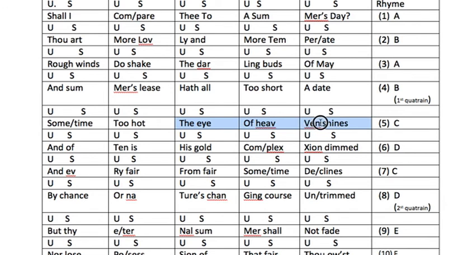And of course, what is the eye of heaven? What is the eye of heaven that shines in the sky? That should be easy to figure out. The second line is a big clue. "And often is his gold complexion dimmed." What is in the heavens that shines and has a gold complexion? Okay, you figured it out.